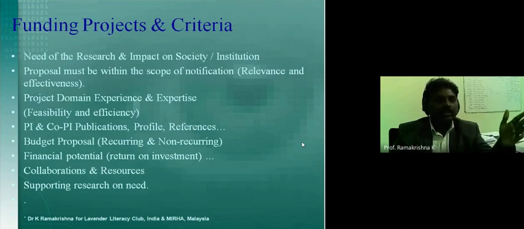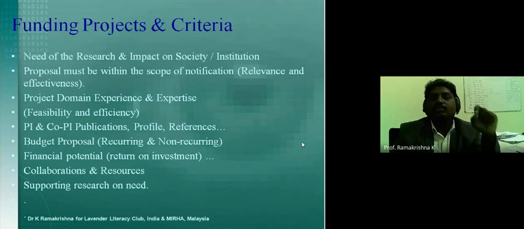Now, the funding projects and criteria: the need of the research and the impact on society. Whenever they give a notification, see how much scope there is for that domain and problem. When you are preparing, you have to consider how much it impacts society and whether it is within the scope of the funding institution's objective. The proposal must be within the scope of the notification and relevant to the funding agency objectives.